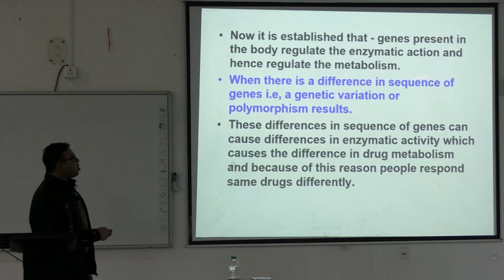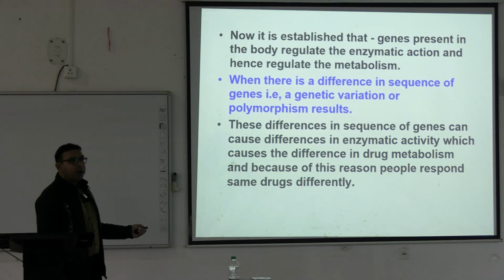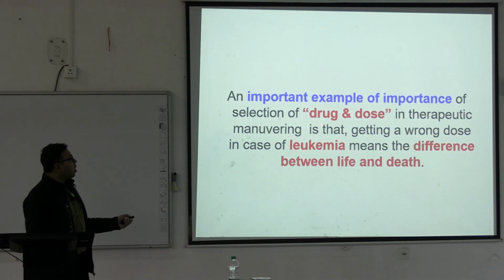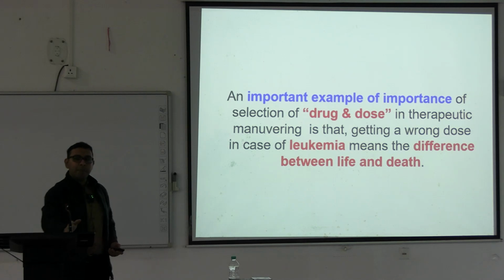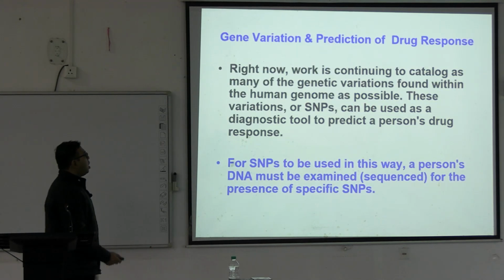When there is a difference in the sequence of the genes, or genetic variation or polymorphism, more commonly the single nucleotide polymorphism, that ultimately dictates the different types of enzymatic activity, drug metabolism, drug elimination, etc. Ultimately the pharmacokinetic and pharmacodynamic parameters may be changed. Drugs and doses are an important example. Getting a wrong dose in the case of leukemia means the difference between life and death. That may be a minute change. In the same patients, if we are giving some wrong drugs, the patient may die in the case of cancers.